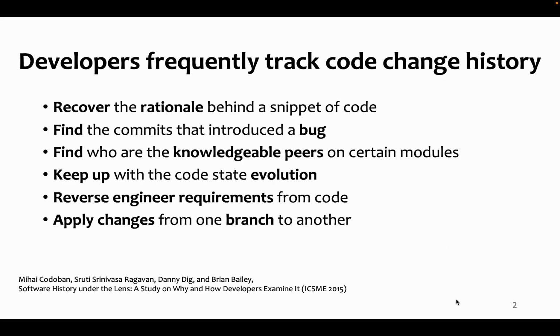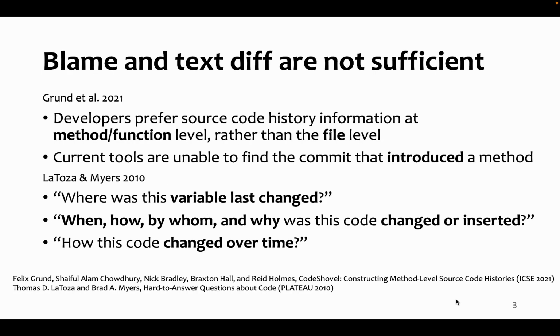Developers very frequently track code change history for various reasons, such as to recover the rationale behind a snippet of code, to find the commits that introduce a bug, or to find teammates that are knowledgeable about certain modules, among other reasons. However, the blame and text diff tools that they're commonly using are not sufficient for their needs.